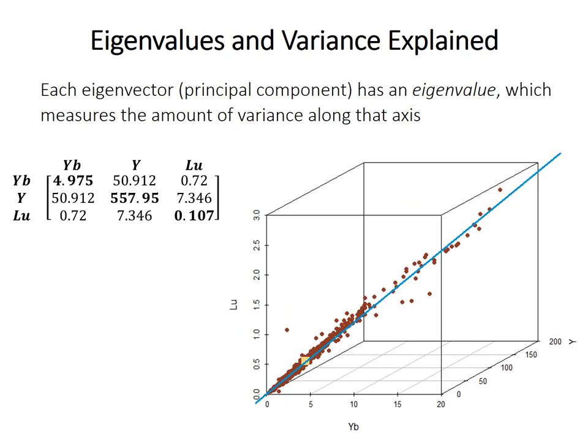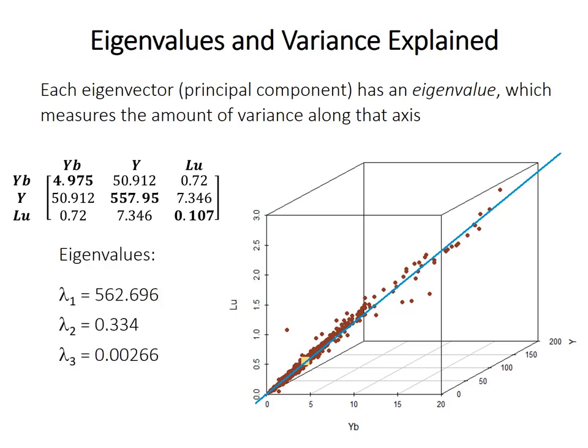So each eigenvector, or principal component as we can call them here, has something called an eigenvalue. I explained what that was in the Mahalanobis distance video as well, but in this situation, the eigenvalue measures the amount of variance along that axis. So as I said in the previous slide, the eigenvectors are ordered in terms of decreasing variance explained.